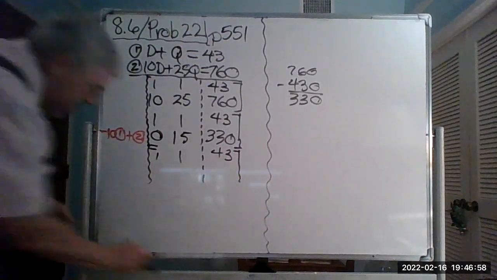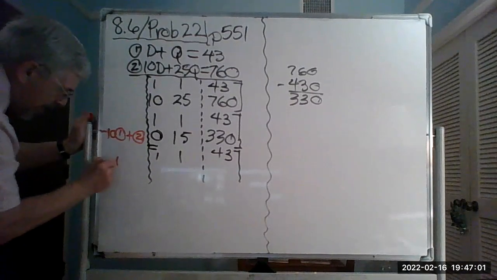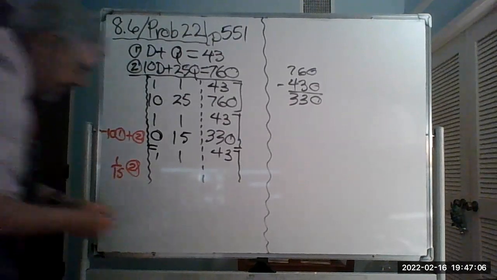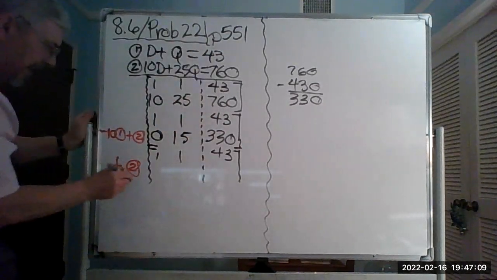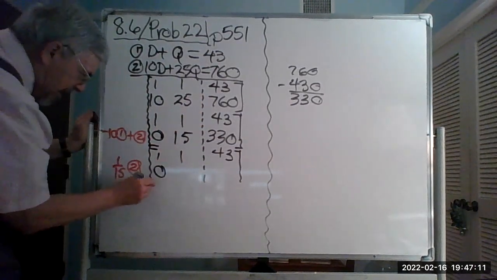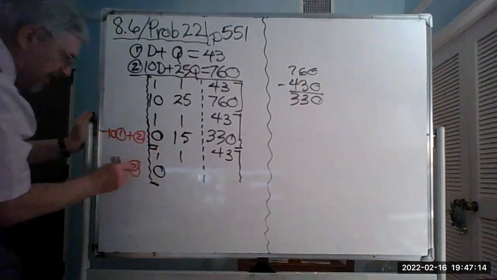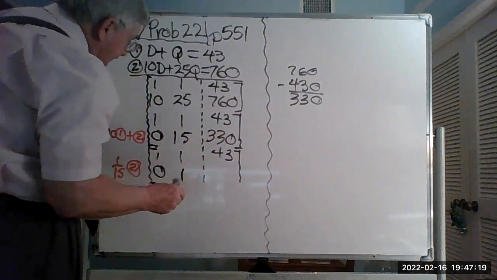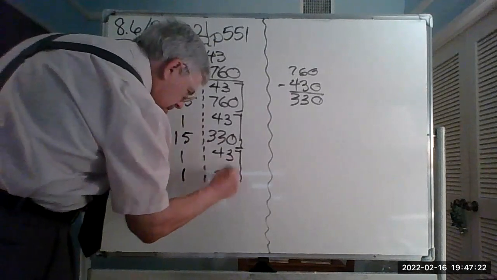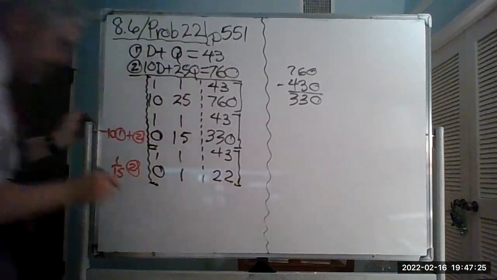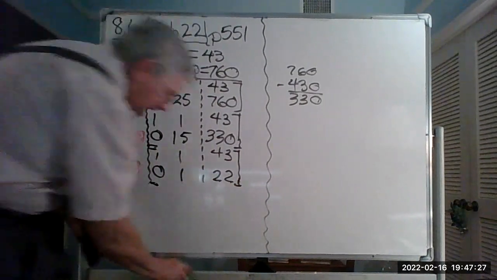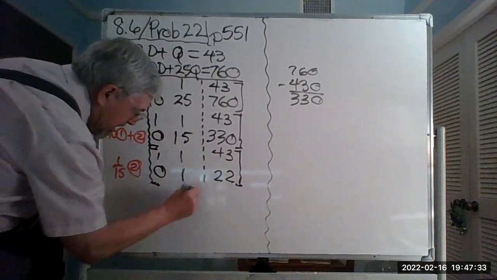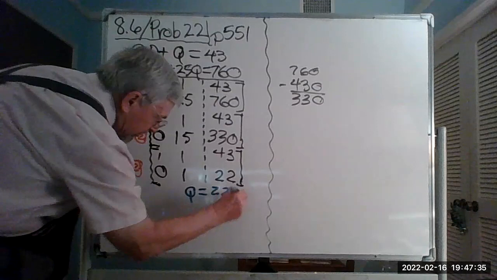And I'm going to go 1/15 times row 2. So 1/15 times 0 is 0. Again, once I get those zeros, they don't change. 1/15 times 15 is 1. 1/15 times 330 is 22, I do believe. Is that right? Okay. So right there, I got Q is equal to 22 coins.